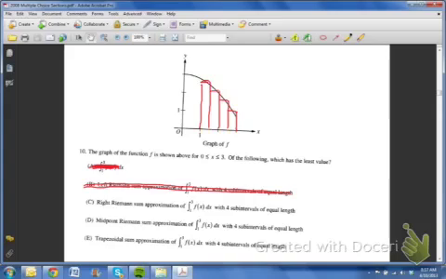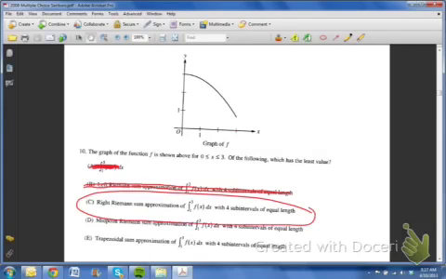A midpoint sum would mean that I would use the heights in the middle, and a trapezoid sum means that I would draw trapezoids. Well, using the height in the middle is going to get me closer to the actual area than using the heights on the right. And a trapezoid sum is actually the best of all the approximations. So the answer is C.